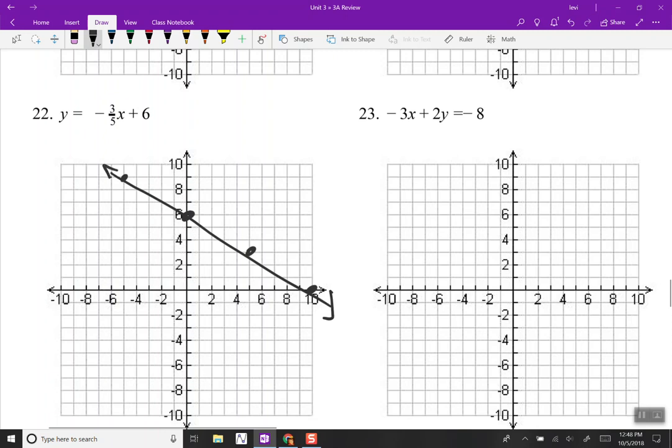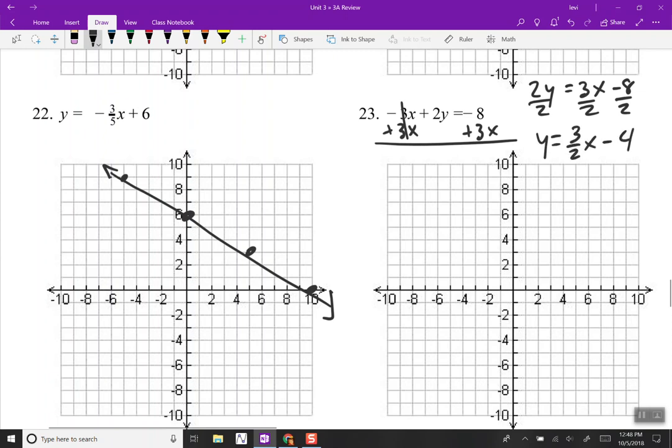We can solve this by finding the x and y intercepts, or we could solve it for y. So let's solve this for y. Let's add 3x. I'm going to rewrite this over here. So we're going to be left with 2y equals 3x minus 8, right? So then we'll divide by 2, and y equals 3/2 x minus 4. So y-intercept is minus 4. We're going to go up 3, right 2, up 3, right 2, and there's our line.